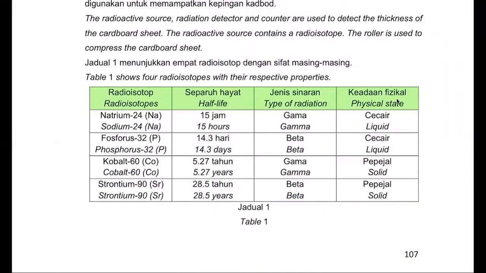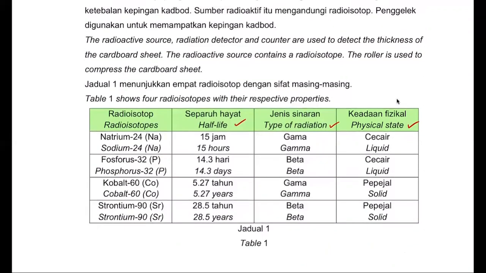As you can see in Table 1, it has 3 characteristics: half-life, type of radiation, and also physical state. You are required to choose which one is the best choice. The main purpose of your choice is that it should be able to detect the thickness of the cardboard sheet. So you have to think about the characteristics of the radioisotope that you will be using.